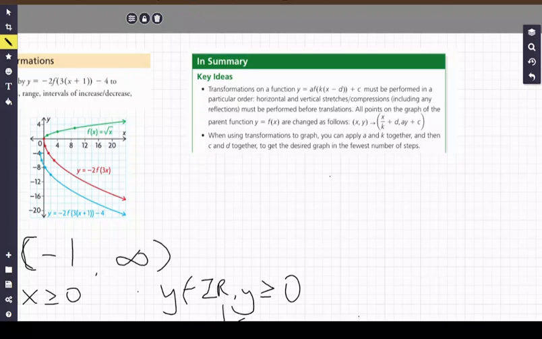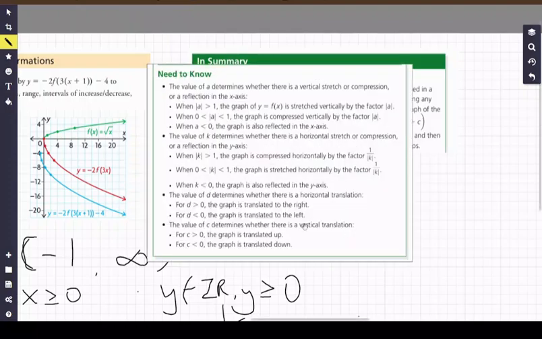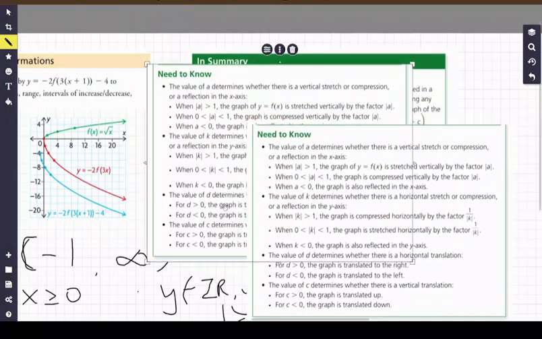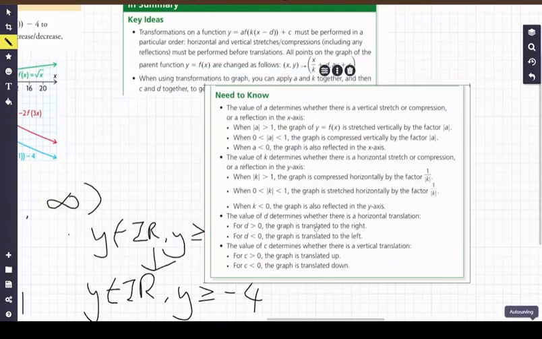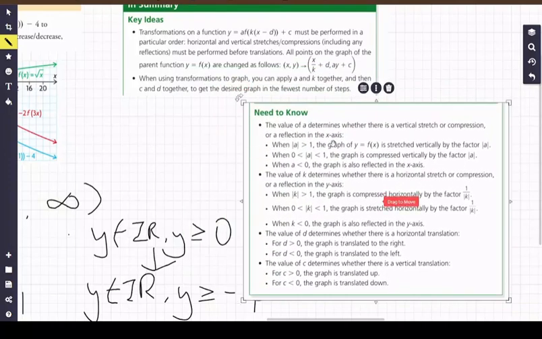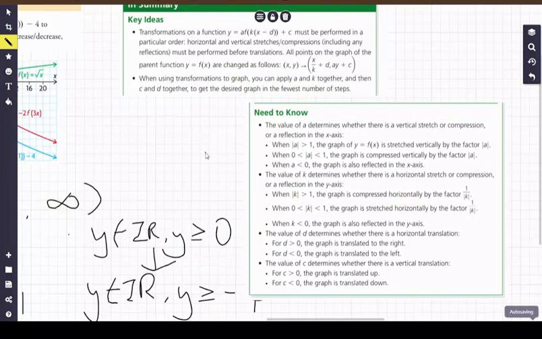Oh, actually, no, there's a little extra part that I always forget. The need to know part. This part is not as important, but what do we need to know to solve the problem? We need to know the value of a. The value of a determines whether there's a vertical stretch or compression or a reflection.